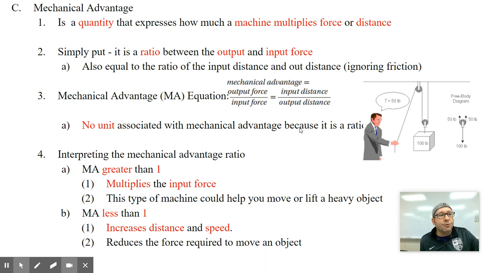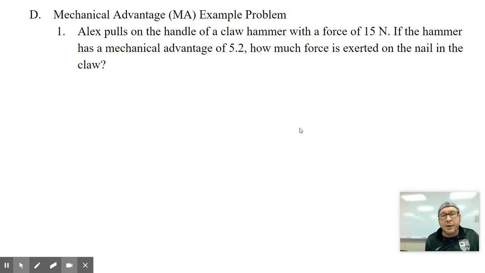If mechanical advantage is greater than 1, that means it's going to multiply the input force. So when we're talking about forces, if it's greater than 1, we're going to get more out of what we put in. This type of machine could help you move a heavy object. If we have a mechanical advantage less than 1, it's going to increase distance and speed, and it's going to reduce the amount of force required to move an object. Okay. So we'll watch that video when we get back into it.